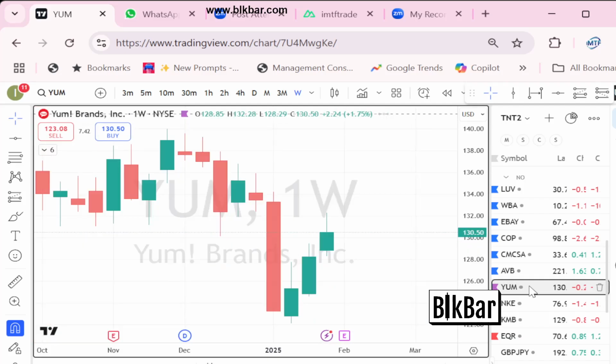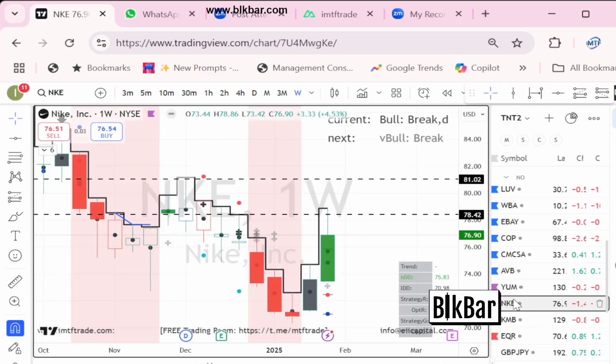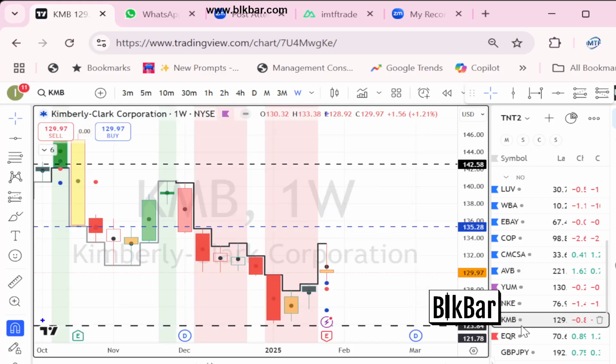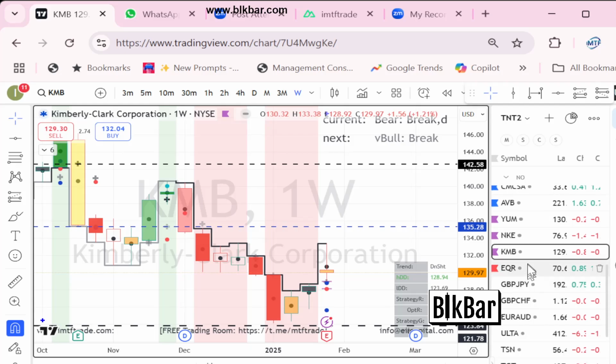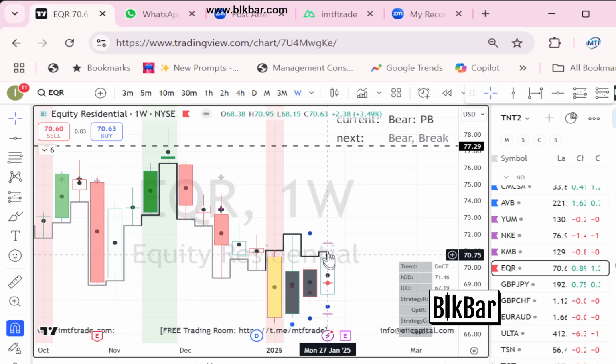Notice a mixture between bullish and bearish. These are trades where it did move, but it did not hit the red dot before it hit the blue dot, so we did not enter, but they did move here. There's Nike, KMB, and then EQR is a losing trade here. Barely a losing trade here, but we entered at the blue dot right there, and then it closed just a little below it there, so that was a minor loss.